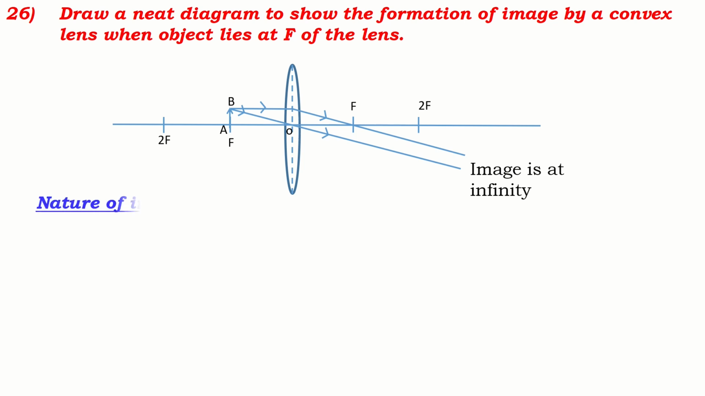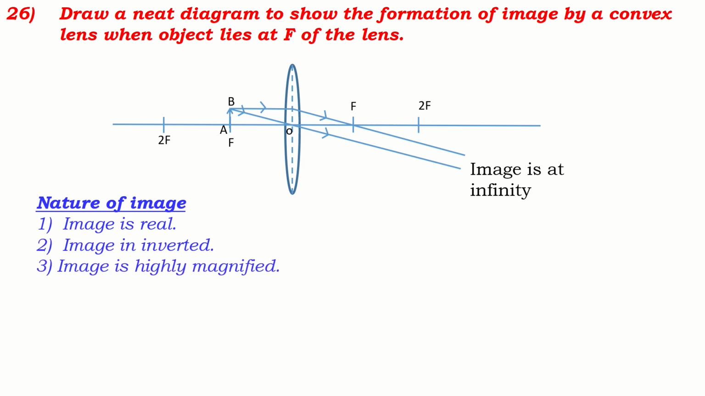What is the nature of the image? The image is real because these two rays meet at infinity and the image forms. The refracted rays really intersect with each other and the image is formed. That's why the image is real. The image is inverted and highly magnified.